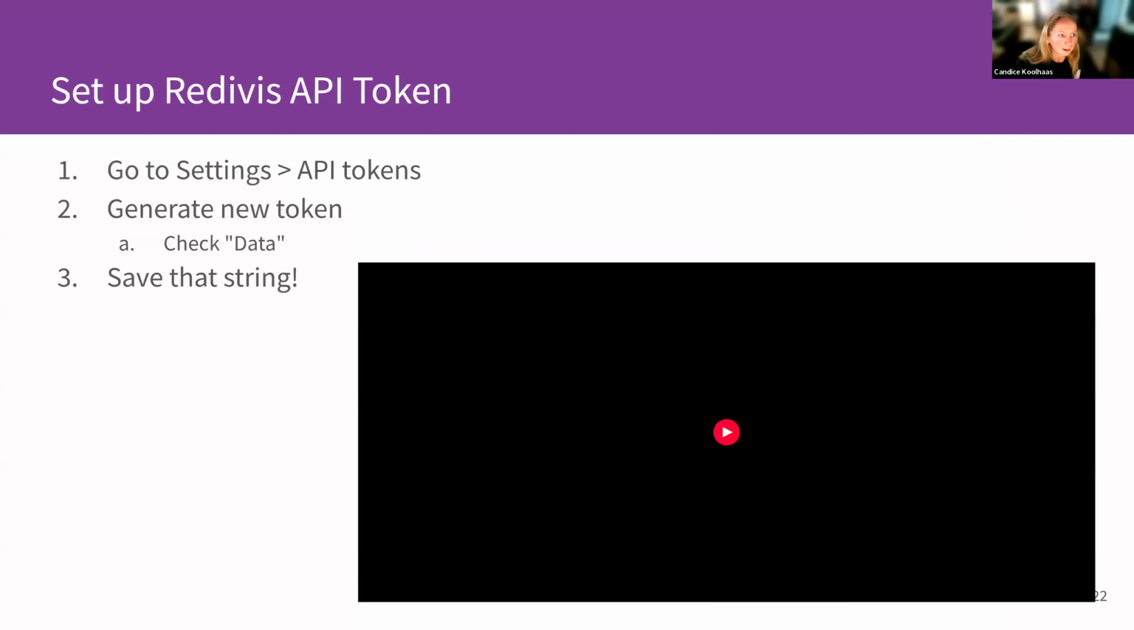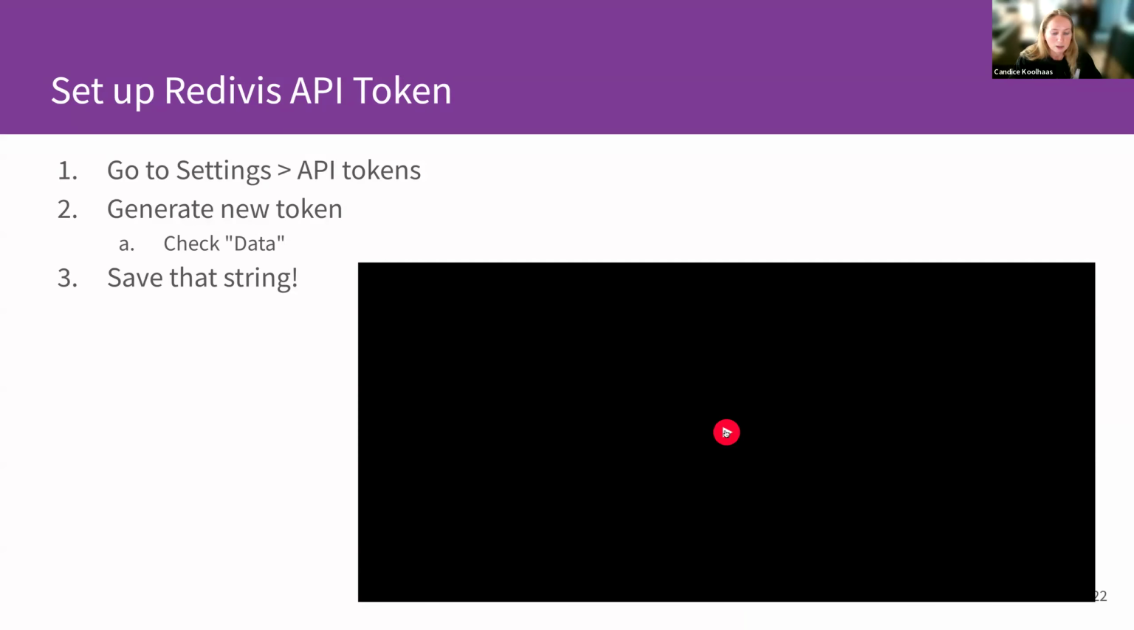Okay, now this is where it's getting a little bit tricky. So it's great to have these slides to look back on. And also this is being recorded, so you can always go back to the recording as well. Because in order to get your Datapages website to talk to Rediviz to get the data, you need to have something that's called an API token.